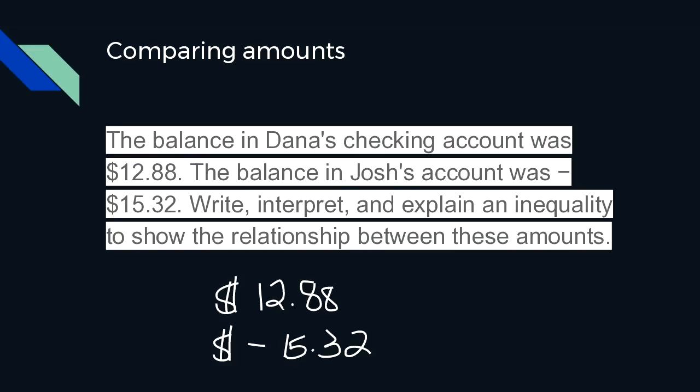The balance in Dana's checking account was $12.88. The balance in Josh's account was negative $15.32. So I would say, if it were me, Dana's checking account of $12.88 is greater than the balance of Josh's account of negative $15.32. Here's how I would write it: $12.88 is greater than negative $15.32.